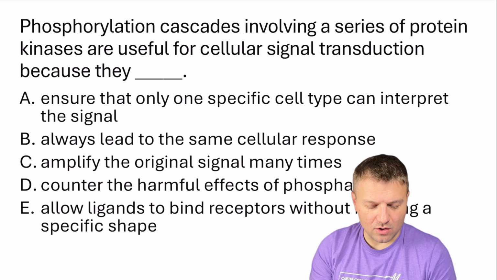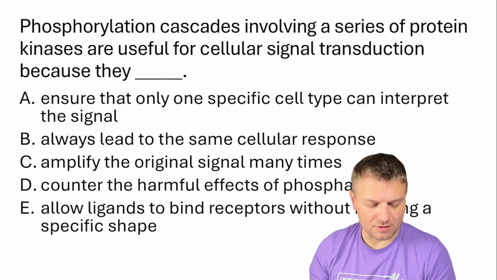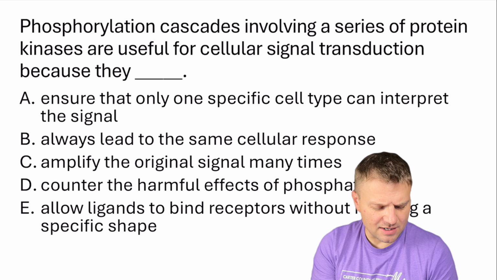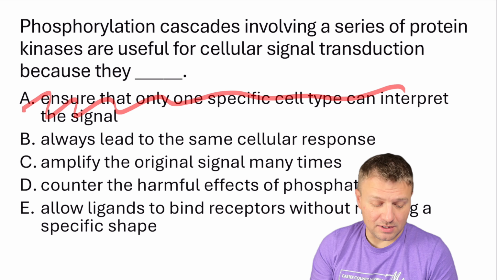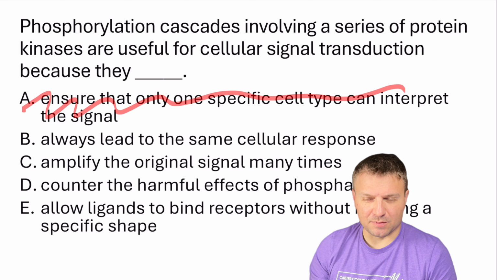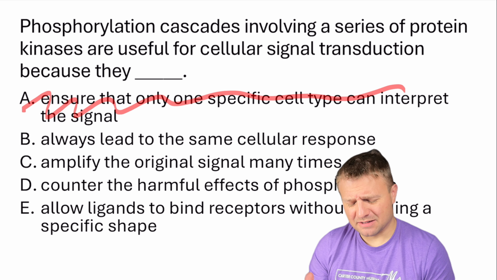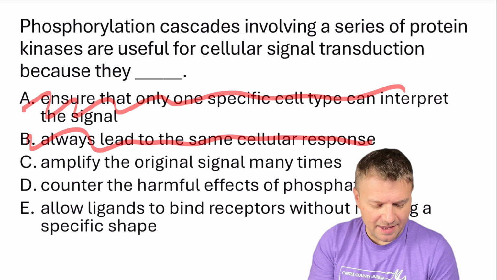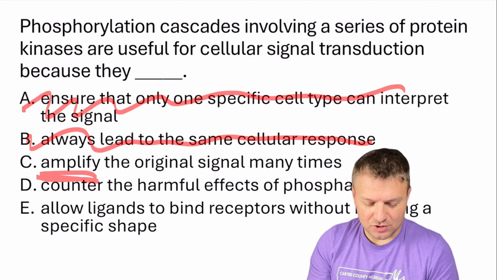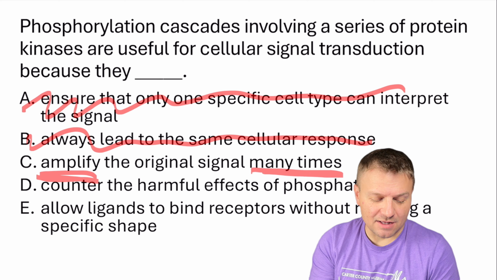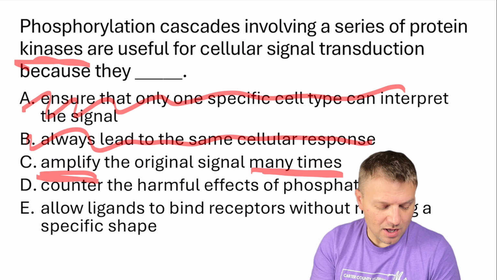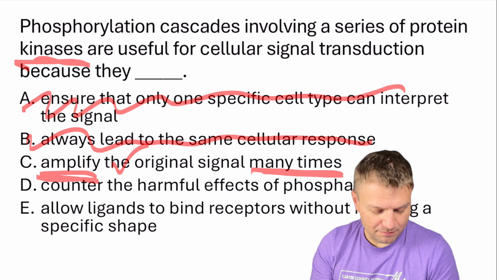A, ensure that only one specific cell type can interpret the signal. No, that doesn't sound right. A is out. B, they always lead to the same cellular response. No, I mean, there's going to be differences. No, that's not the answer. C, they amplify, ooh, I like that word, the original signal many times. That sounds like what the role of kinases do. Let's check to make sure that other ones aren't better.